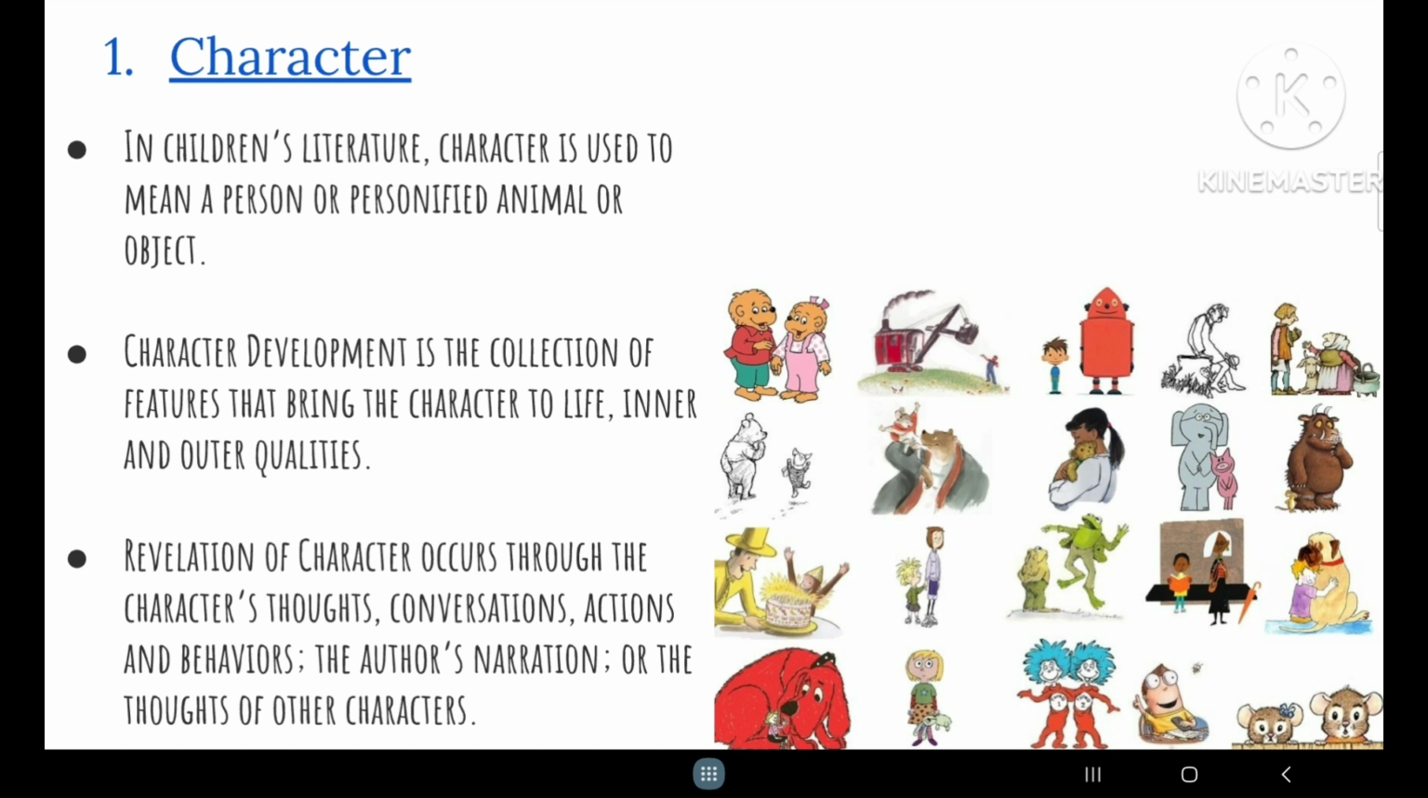Character. In children's literature, character is used to mean a person or personified animal or object. Character development is the collection of features that bring the character to life, inner and outer qualities. The revelation of character occurs through the character's thoughts, conversations, actions and behavior, the author's narration and the thoughts of the other characters.